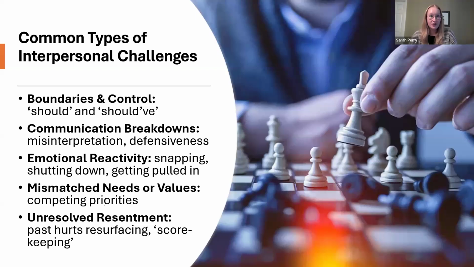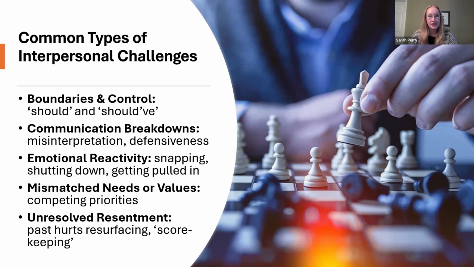Then we have communication breakdowns. Those are quite common where there's misinterpretation, defensiveness. You feel like you're not heard. You're trying to explain yourself, but the other person is just not understanding you. There's many relationships, I think, where we can feel like there's just this misinterpretation happening.